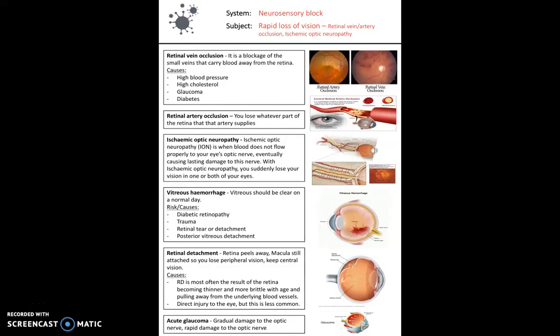You've got vitreous haemorrhage, so this is where your vitreous should be clear on a normal day, but it's not. You can see in the picture just to the right hand side here of the bleed and how that's affecting the clear vitreous humour. Moving on, you've got retinal detachment, so this is where your retina peels away. The macula is still attached though, so you lose your peripheral vision but keep your central vision. And lastly, you've got acute glaucoma, so this is a gradual or rapid damage to the optic nerve. But really with glaucoma you're thinking about damage to the optic nerve.